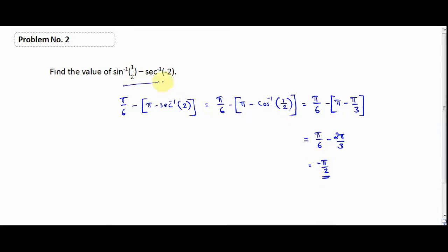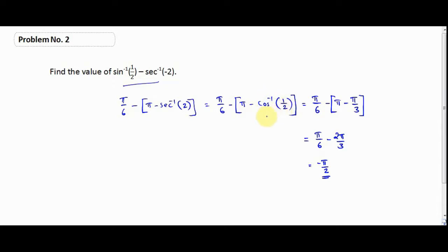Here we are making use of two formulas. The first formula is converting sec inverse of minus 2 as pi minus sec inverse of 2, and the second formula is we are replacing sec inverse of 2 with cos inverse of 1 by 2.